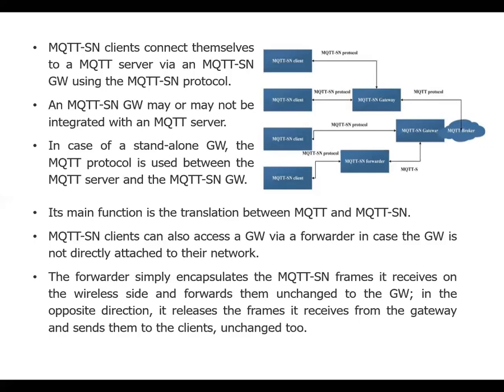MQTT-SN clients can also access a gateway via a forwarder in case the gateway is not directly attached to their network. The forwarder simply encapsulates the MQTT-SN frames it receives on the wireless side and forwards them unchanged to the gateway in the direction. It releases the format.